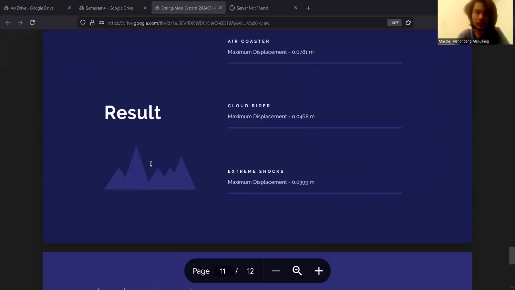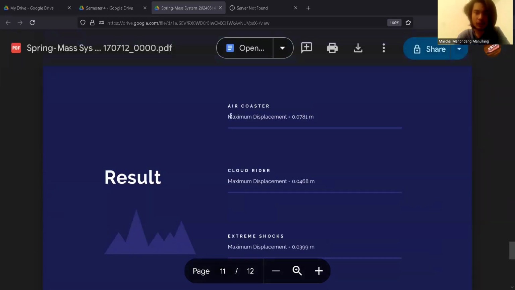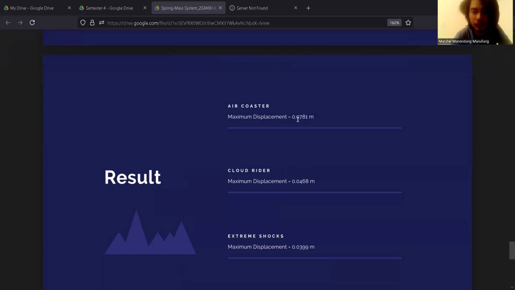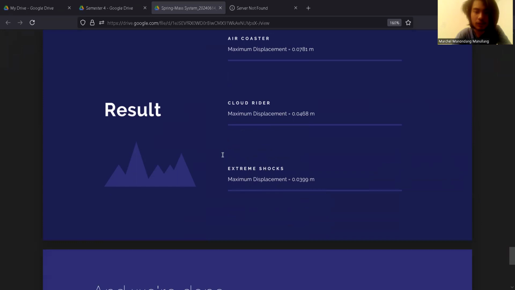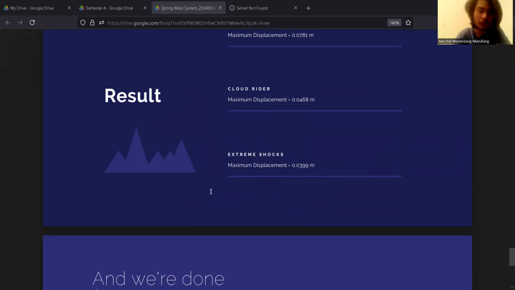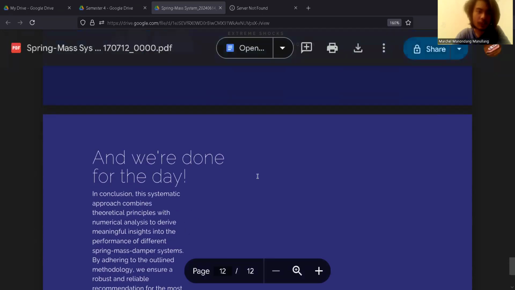And here are the results. Air Coaster has a maximum displacement of 0.0781 meter. Cloud Rider's maximum displacement is equal to 0.0468 meter. And the last one, the recommended shock absorber, is Extreme Shock with the maximum displacement equal to 0.0399 meter. And yeah, we are done for the day.